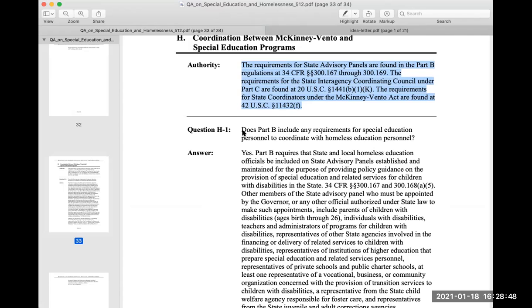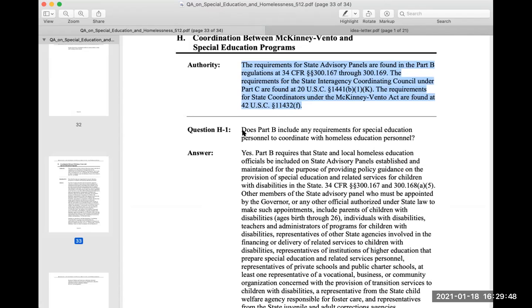300.168(a)(5). Other members of the state advisory panel who must be appointed by the governor or any other official authorized under state law to make such appointments include parents of children with disabilities, ages birth through 26, individuals with disabilities, teachers and administrators of programs for children with disabilities, representatives of other state agencies involved in the financing or delivery of related services to children with disabilities, representatives of institutions of higher education that prepare special education and related services personnel, representatives of private schools and public charter schools, at least one representative of a vocational, business, or community organization concerned with the provision of transition services to children with disabilities, a representative from the state child welfare agency responsible for foster care, and representatives from the state juvenile and adult corrections agencies.